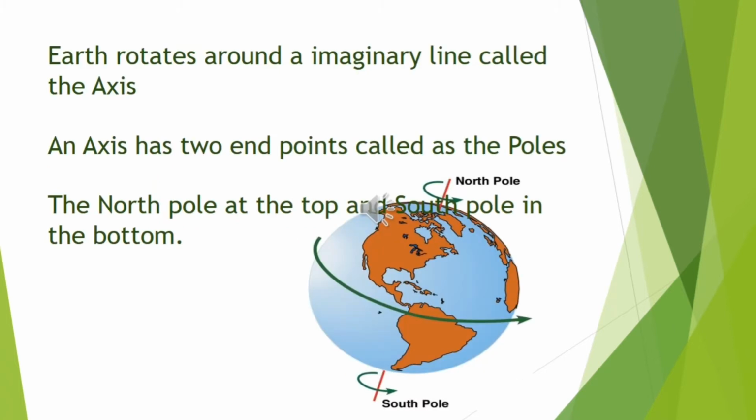Like other planets, our earth also revolves around the sun. There is an imaginary line which is formed when the earth rotates, which is called an axis. An axis has two end points which are known as poles, the North Pole and the South Pole. The North Pole is at the top of the surface of the earth and the South Pole is at the bottom of the surface of the earth. As you can see in this picture, the North Pole and the South Pole are clearly mentioned and also the imaginary line.